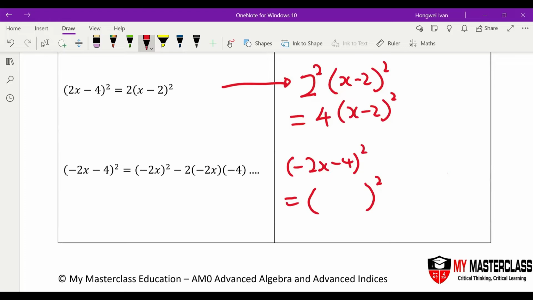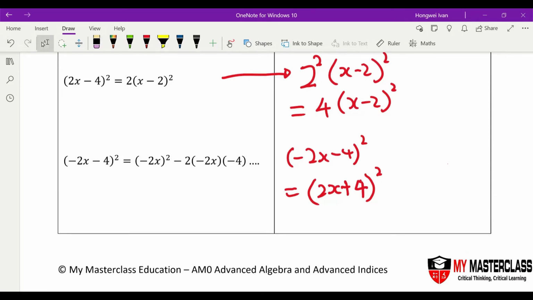There's no more negative, 2x plus 4. Oh, negative outside. Yes, but the negative outside must have the square. So negative (2x minus 4), the whole thing square, is equal to (2x plus 4) square. Next page, I will tell you why. Okay, you look at the sky, I'll tell you why.